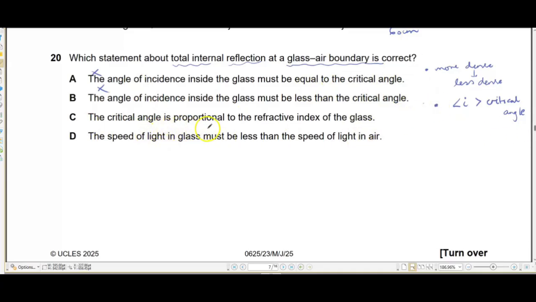The critical angle is proportional to the refractive index of the glass. No, this is not correct.